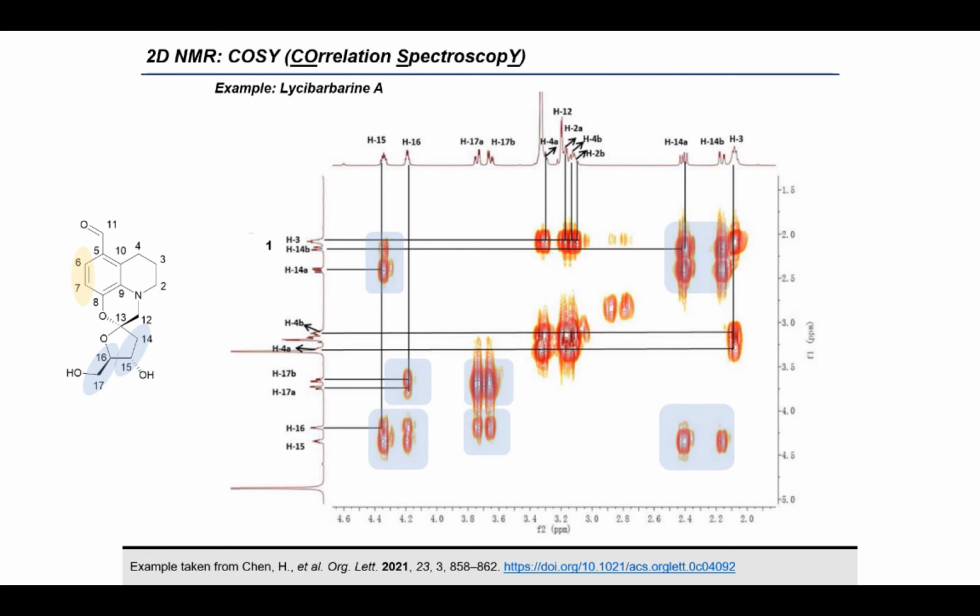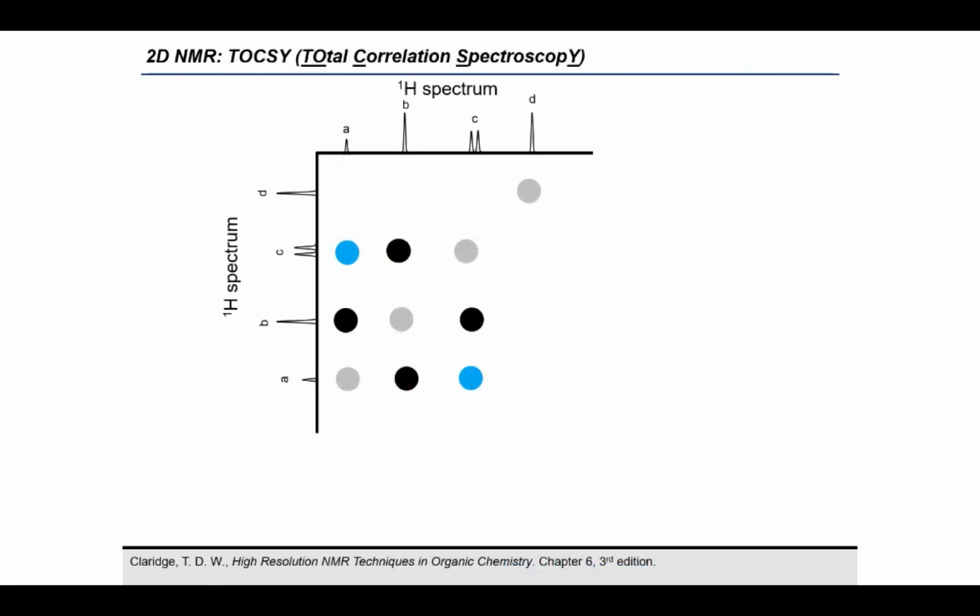We can also look at the other couplings in the COSY, and we can similarly start looking at the connectivity of the molecule. Now, there's also an extension to COSY called TOCSY, which stands for Total Correlation Spectroscopy.